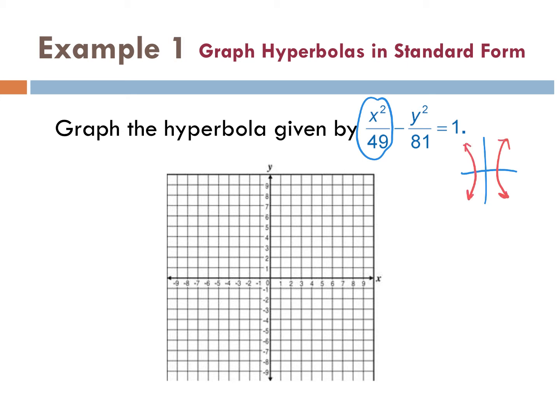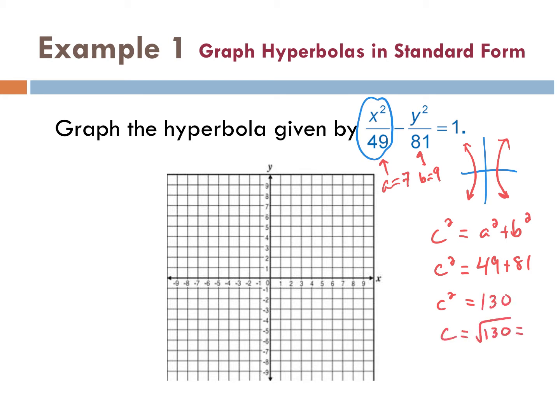My a value ends up being the square root of the number on the bottom here. So a ends up being the square root of 49, which is 7. And then your b value is the square root of 81, which ends up being 9. Something in the back of our mind is what the c value is, because remember the c value is taken by the sum of those two squared. So if I find the c value here, that would be 49 plus 81. Adding those up gives me an answer of 130. So c is going to be the square root of 130, which on the calculator ends up being 11.4. So we got our a, we got our b value, we got our c value.